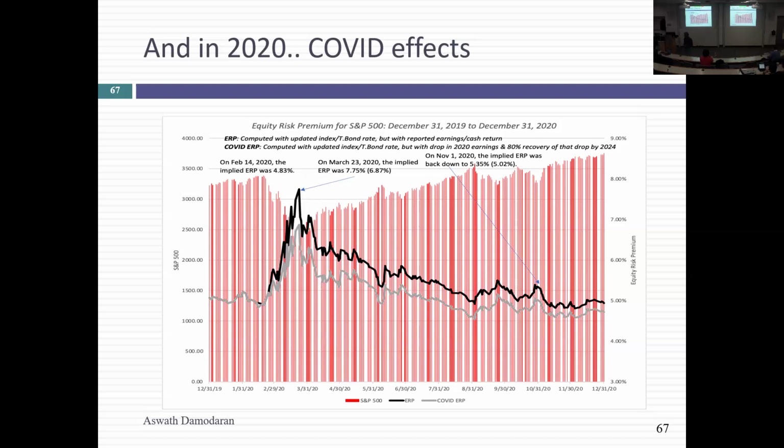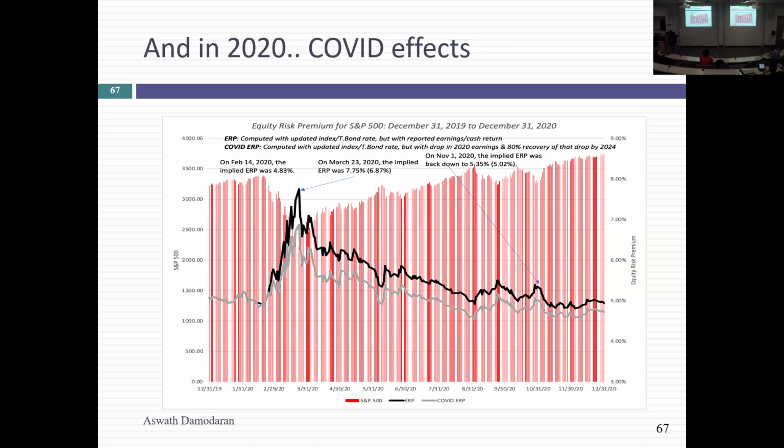And then COVID hits. Terrifies people. If you look at the implied equity risk premium, remember this now reflects, as the index drops, I'm recomputing the premium. And if you're not quite getting the mechanics of why, as indices drop, premiums go up, think about bond prices and interest rates. The price of a bond drops, the interest rate goes up, the same phenomenon is playing out here. The equity risk premium in the next 6 weeks, 45 days, between February 14th and March 23rd, the implied equity risk premium for the S&P 500 went from about 4 to 4.5% to almost 8%.